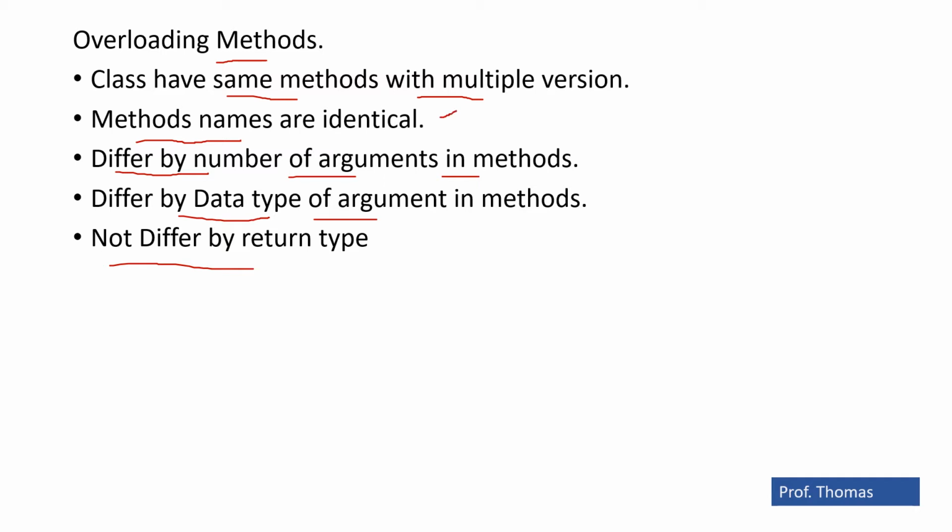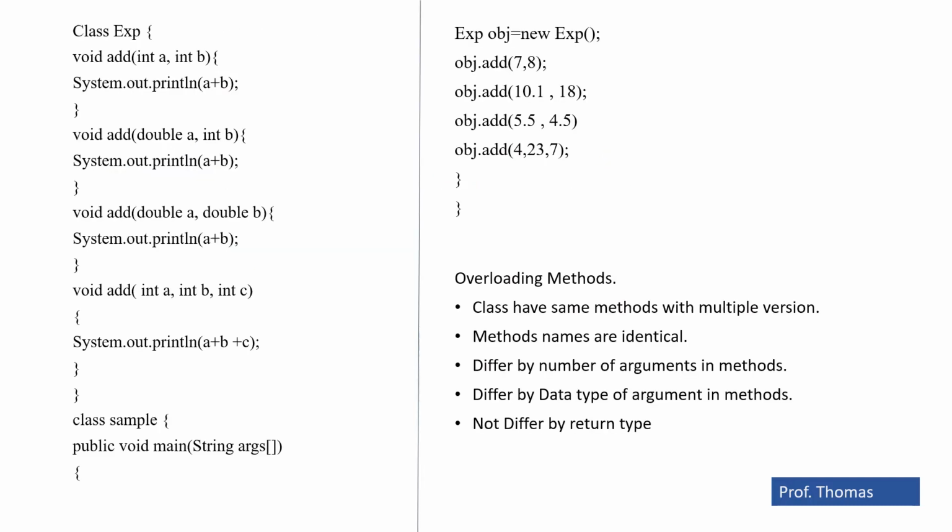Method names are identical. They differ by number of arguments in the method, differ by data types of arguments in the method, but not by return type. Let us see with a small example.